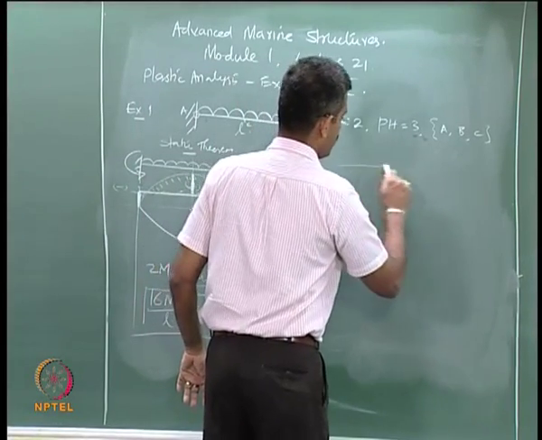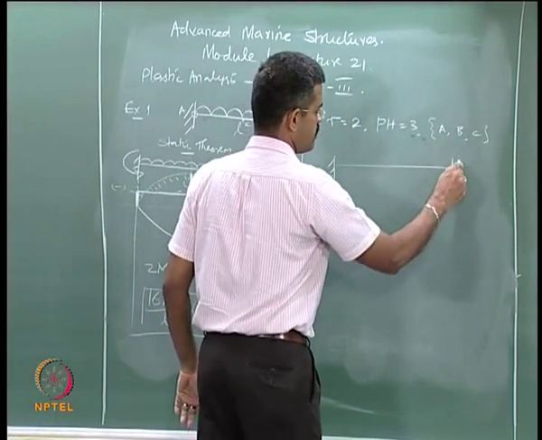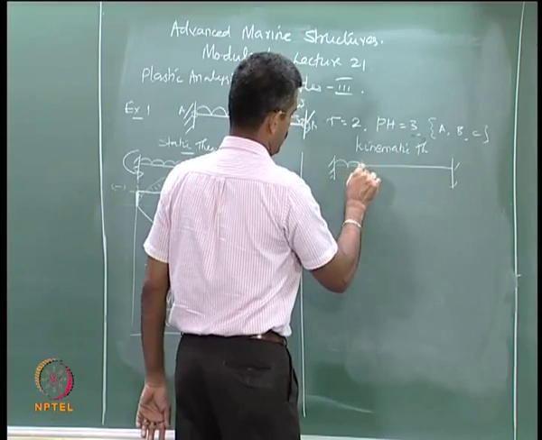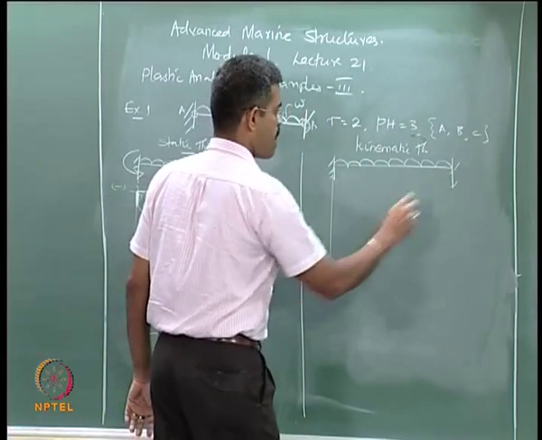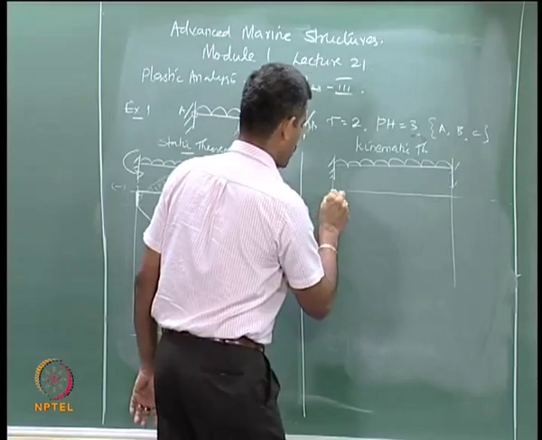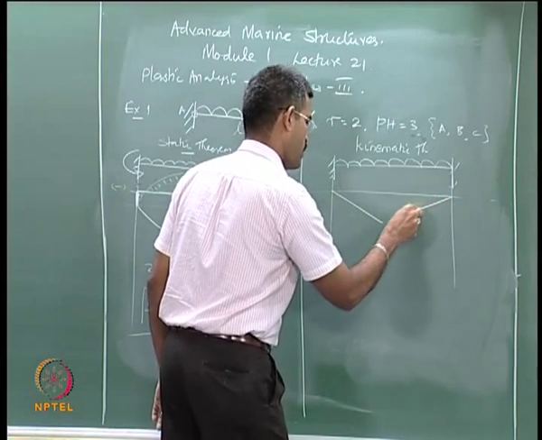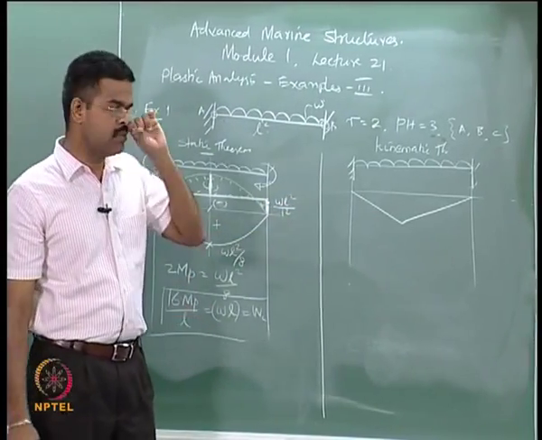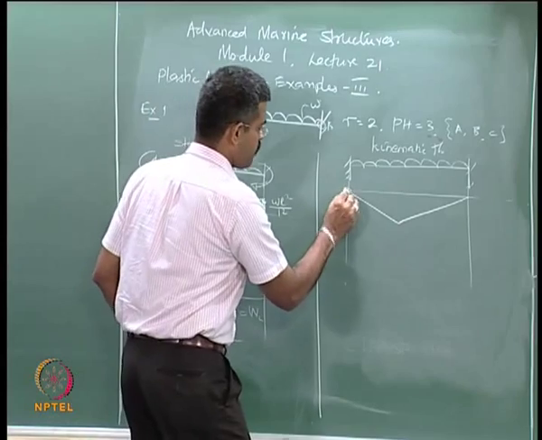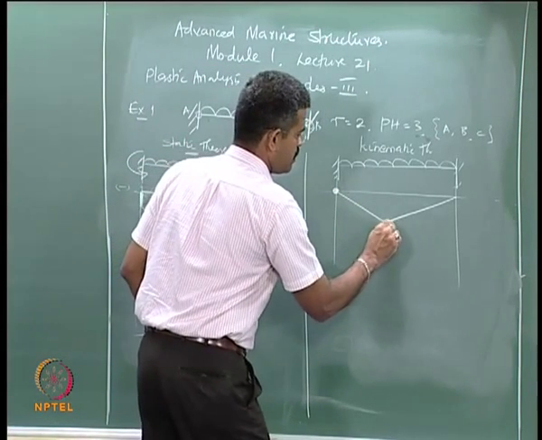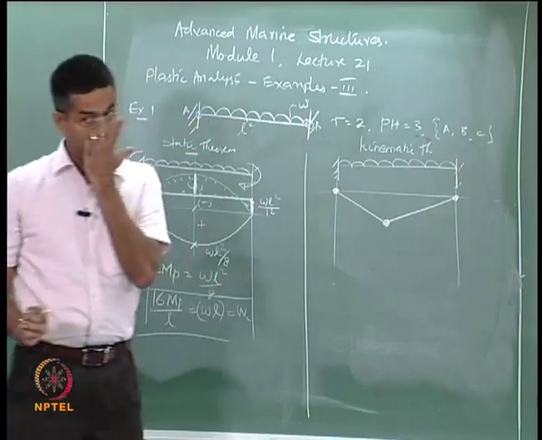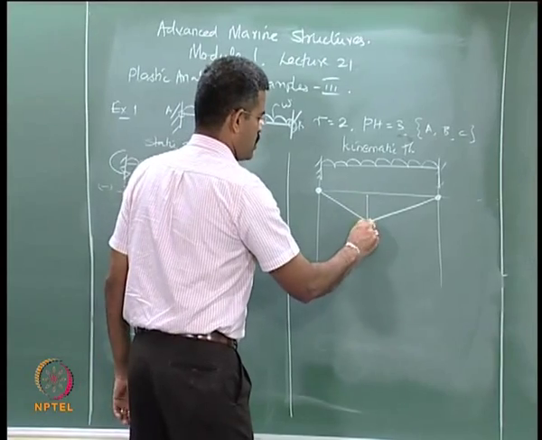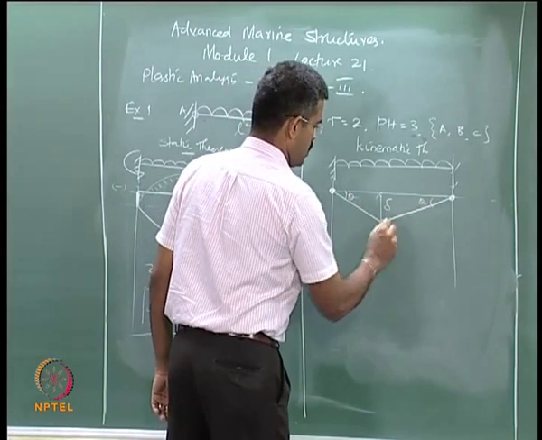Let us solve this problem using the kinematic theorem. This is the deflected profile, this is not the bending moment diagram, okay, it is a deflected profile. The maximum deflection will be at the center. So, hinges will form here, here, and here as well, is it not, 3 hinges, this is an assumed mechanism. As usual I will call this value delta, this is theta and theta, and this is going to be 2 theta.